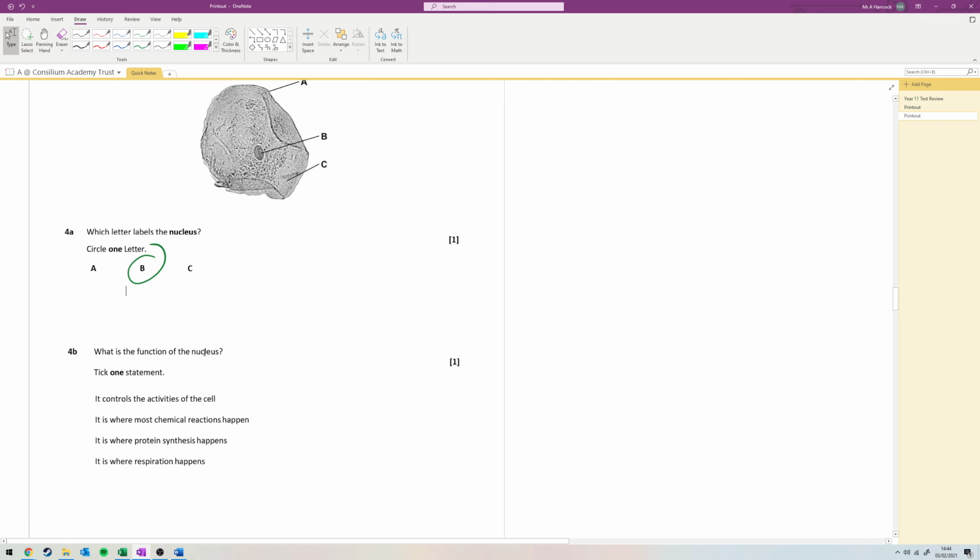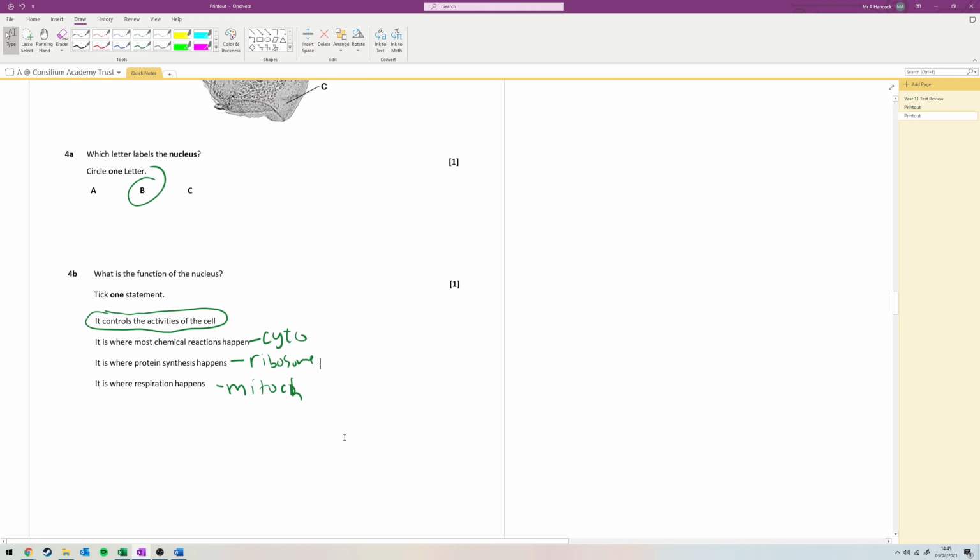What is the function of the nucleus? It controls the activities of the cell. Again, we should know this is the cytoplasm. We should know these are the mitochondria. Okay, and we might know that these are the ribosomes. So just for a bit of extra knowledge for you there, we need to be able to draw the cells, label the cells, and know the functions of the parts of the cell down to a T, because that is just the basic knowledge that gets you most of the marks for this topic.